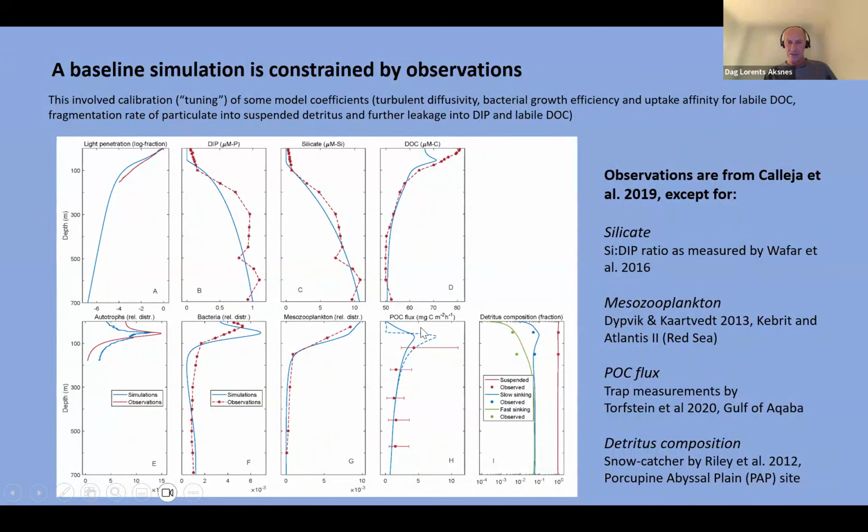Also, the gravitational flux has been measured in the Red Sea in a study by Torstein et al. It's actually going for Akaba. And one of the calibrations is about tuning the primary production so that it accords with observations, and also a gravitational flux that accords with observation, as we see here.